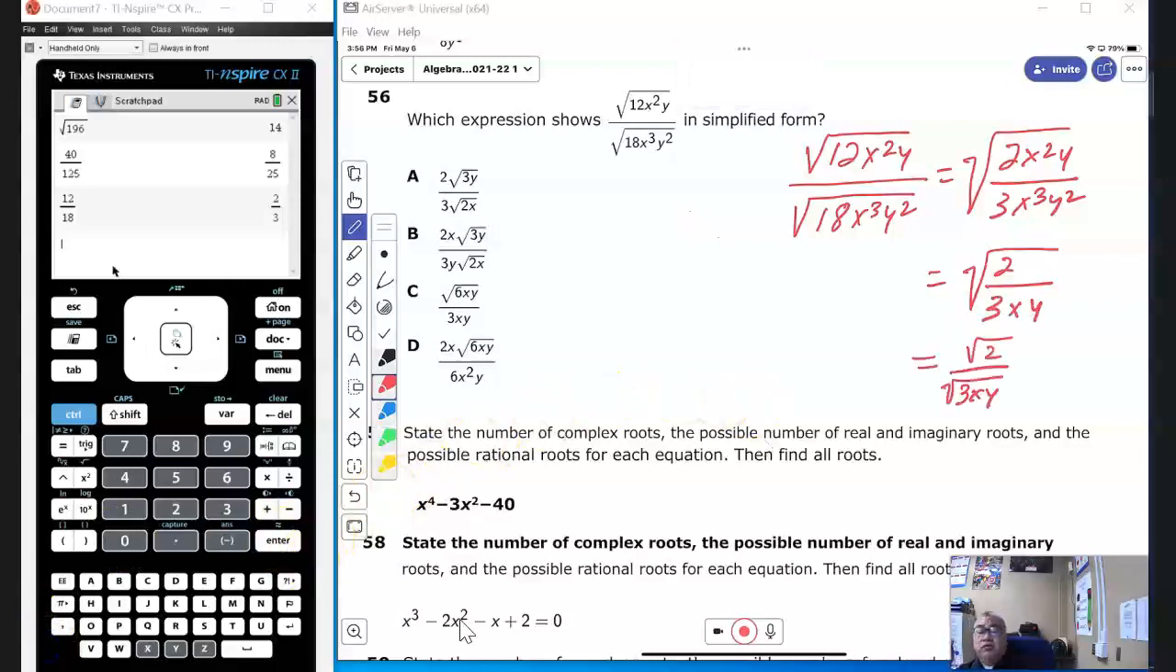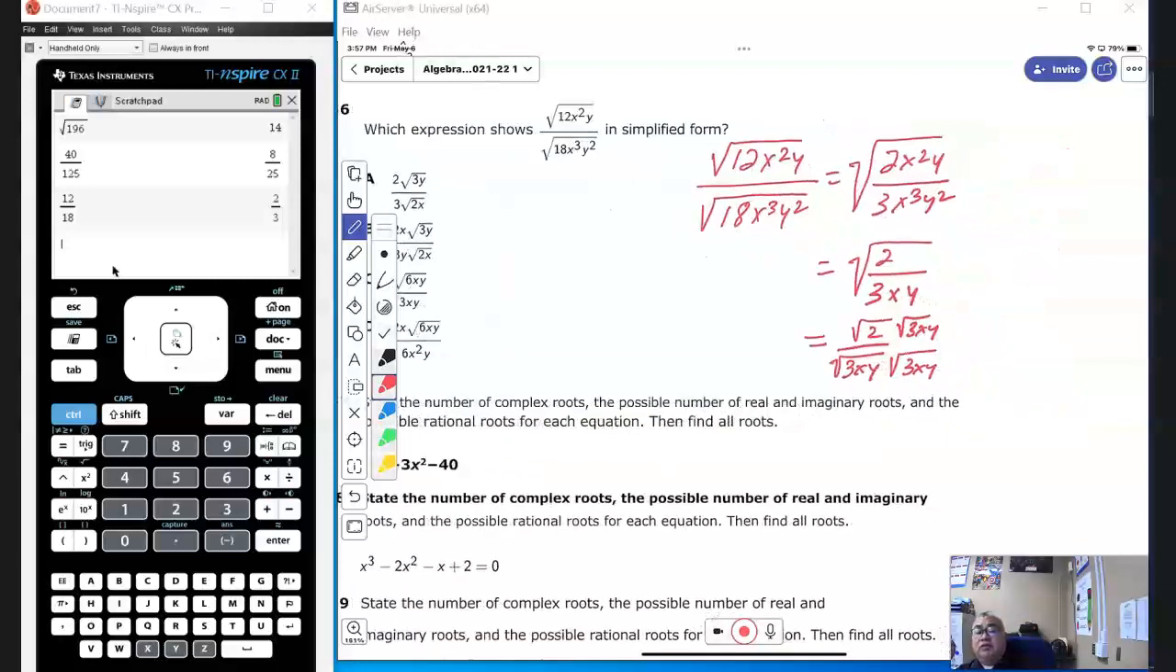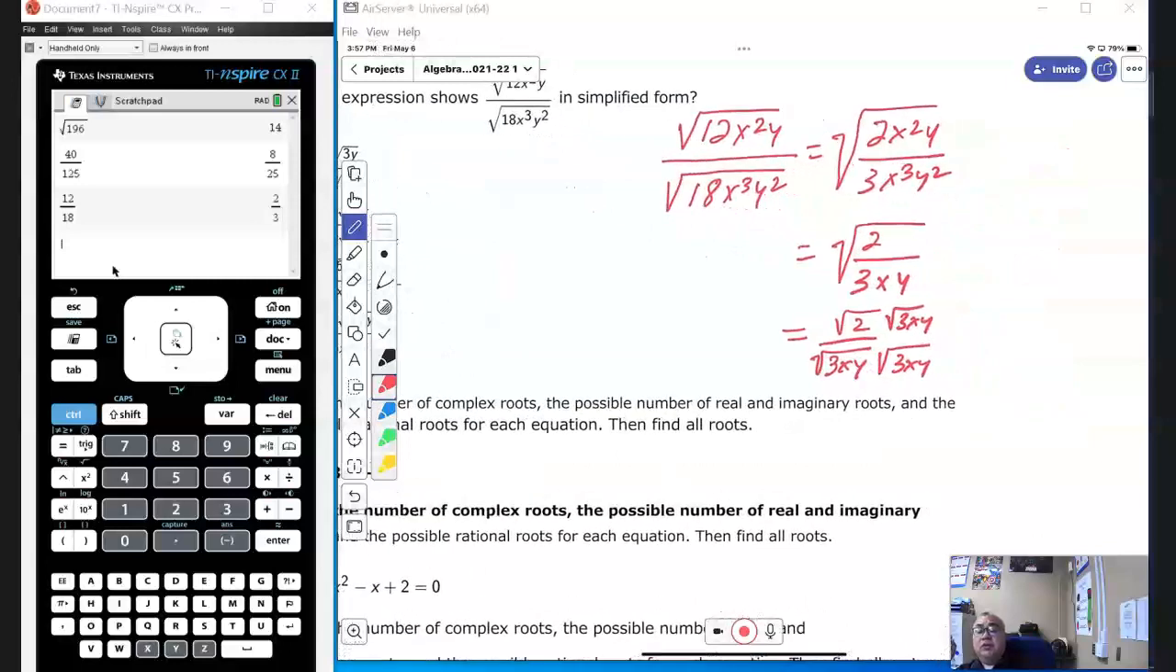So now I have the square root of 2 in the numerator, and I have the square root of 3xy in the denominator. I'm going to rationalize this. So it's going to be times the square root of 3xy times the square root of 3xy. And when we do that, you notice that you get 3 times 3 is 9. X times x is x squared, and then y times y is y squared, but you still got the square root. And then in the numerator, you have 6xy.